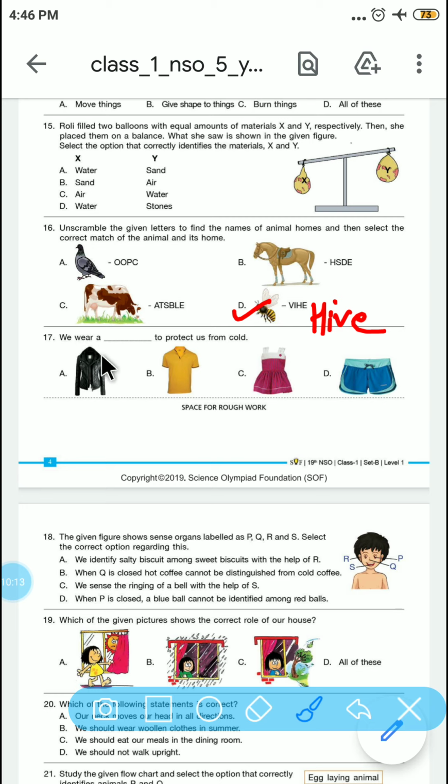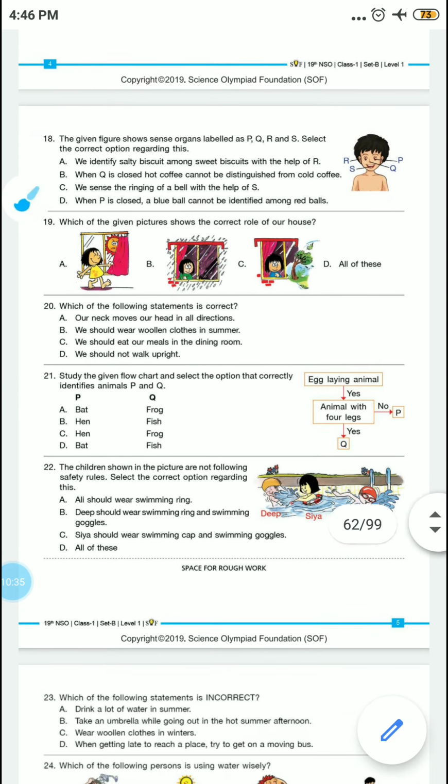We wear a dash to protect from cold, so it will be a jacket. So 17th number question has a correct option, which is A. Now question number 18, let's check it out.